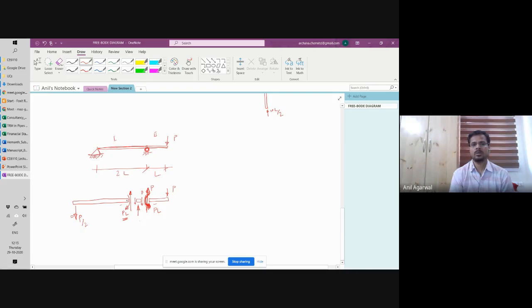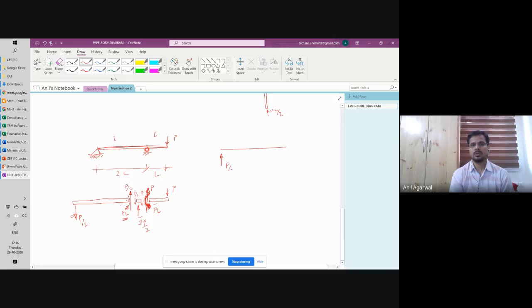If I take a moment about this point, the clockwise moment PL and the anti-clockwise moment, which is P by 2 multiplied by 2L, so PL, will cancel each other out. You've got the moment balanced. Fine. So now this is force P by 2, that is a vertical force. So from Newton's first law, it has to be balanced by a vertical reaction here, the equal and opposite P by 2. So how much reaction will you have here? P and P by 2? 3P by 2.